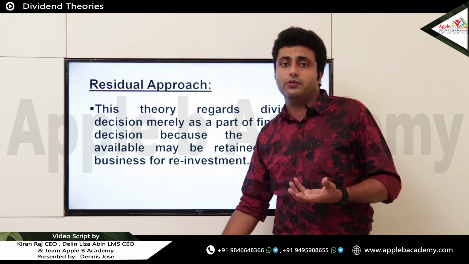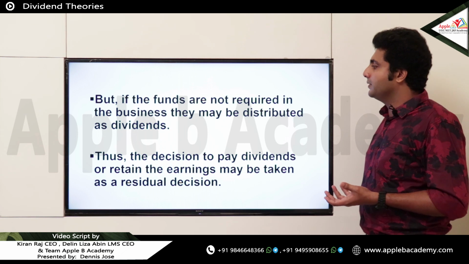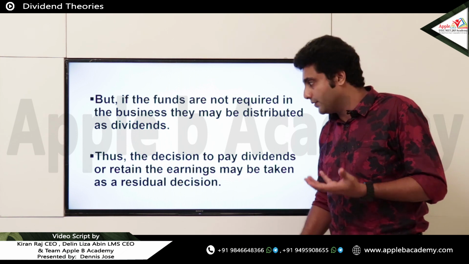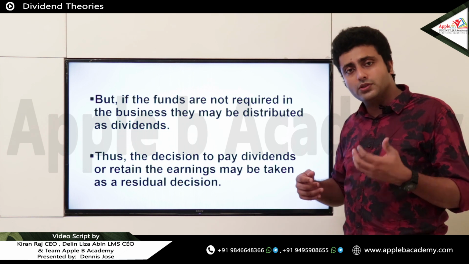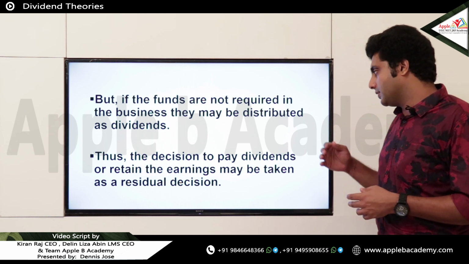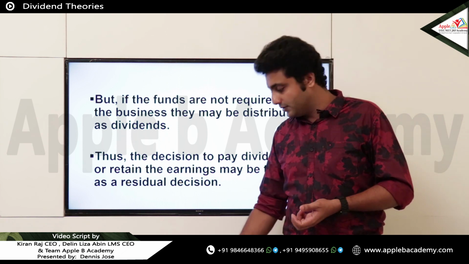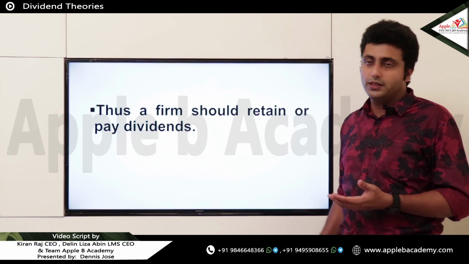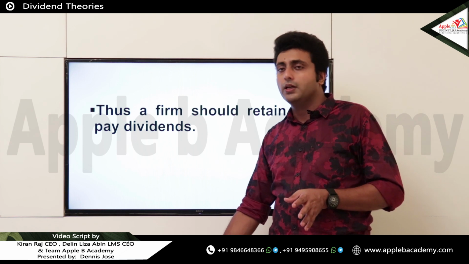So, reinvestment of profit is important in residual approach, but if the funds are not required in the business, they may be distributed as dividends. So, this theory also says if you have no other option, you have to distribute the dividend. So, in a way, if a company distributes dividend, that means they do not have any opportunity to reinvest that money. Thus, the decision to pay dividends or to retain the earnings may be taken as a residual decision. A firm should retain or pay dividends. That is the conclusion of this theory. There are no mathematical equations required in this.